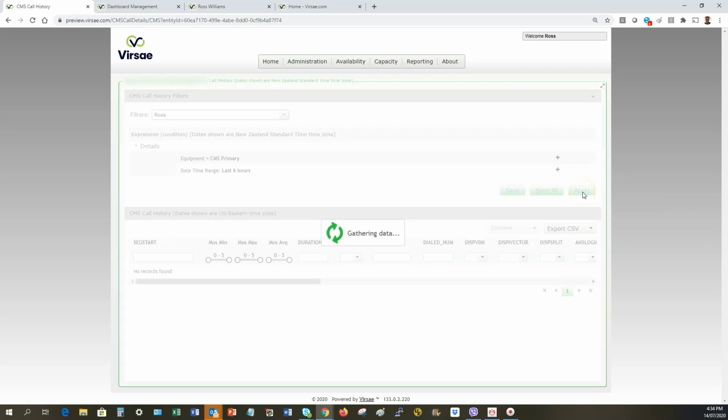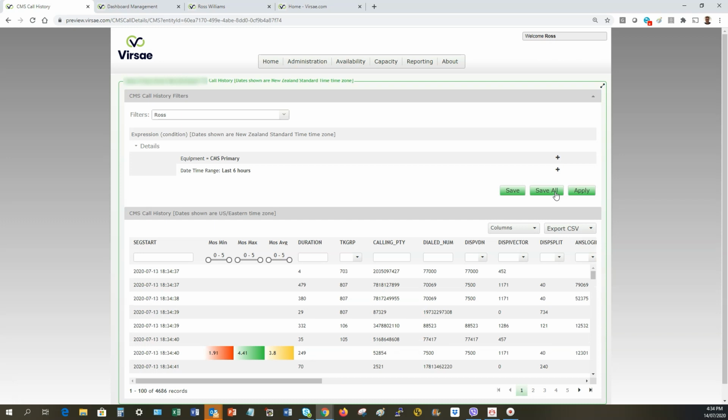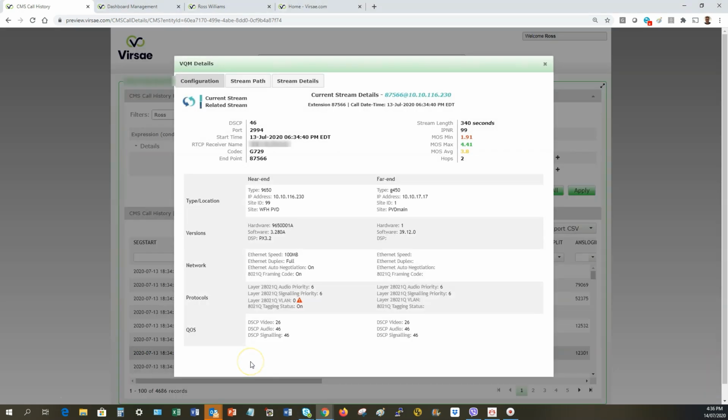It's going to pull every call segment we have out of the CMS in the last 6 hours down onto my local workstation. You'll notice on the left-hand side there, we're starting to build a picture of call segments with their quality overlay. There's a call segment there that's had quite a bad user experience there. So I'll right click on that and go into the details. This is going to pull up the details about that particular stream.